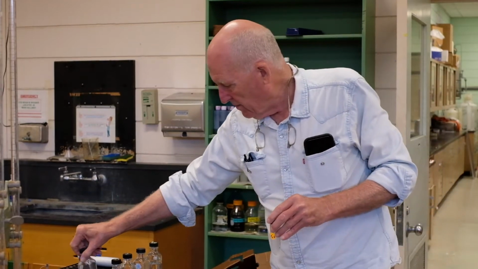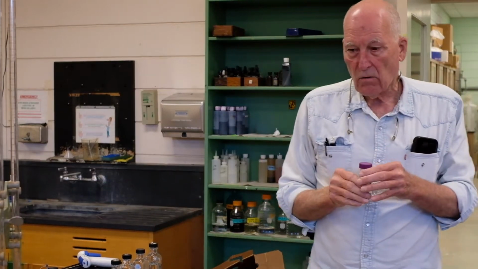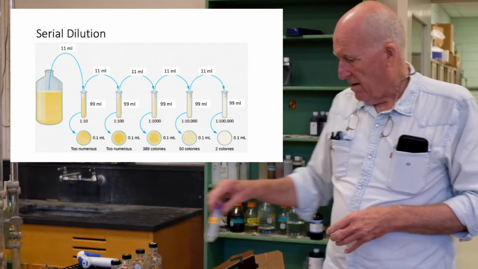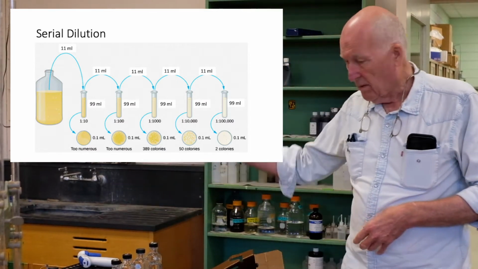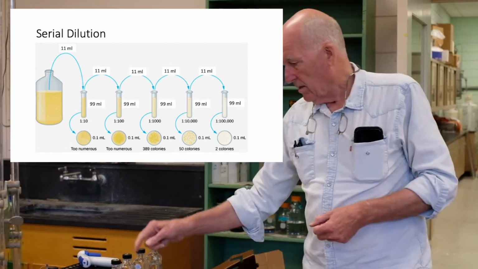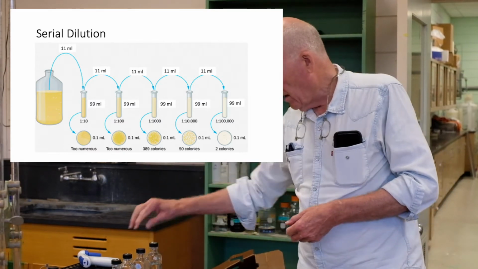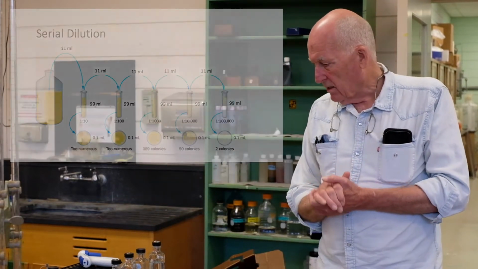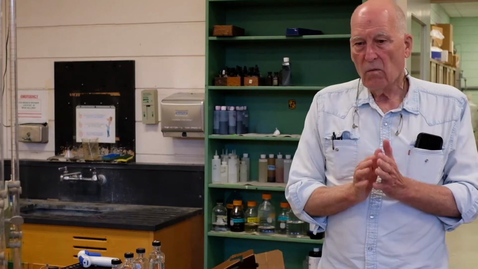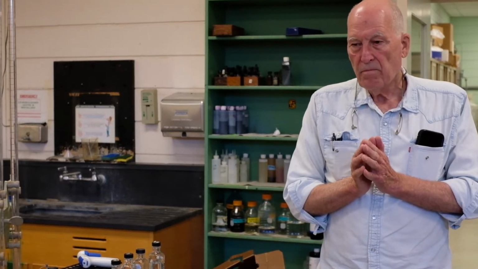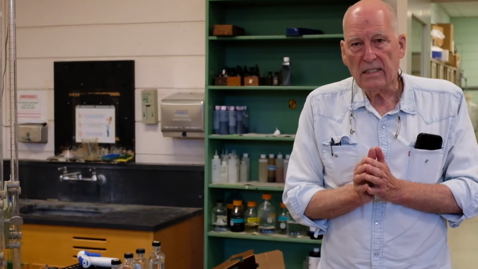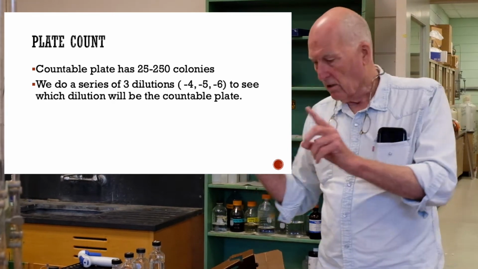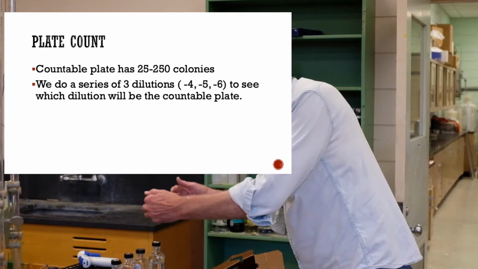So what we do to enumerate microorganisms in high numbers is something called a serial dilution, which I made: -1, -2, -3, -4, by taking a pipette of this, shaking it up, and moving it over here, and I know what each one of these dilutions is. We always set up a three concentration range to get a total plate count, because we don't know where it's going to hit.